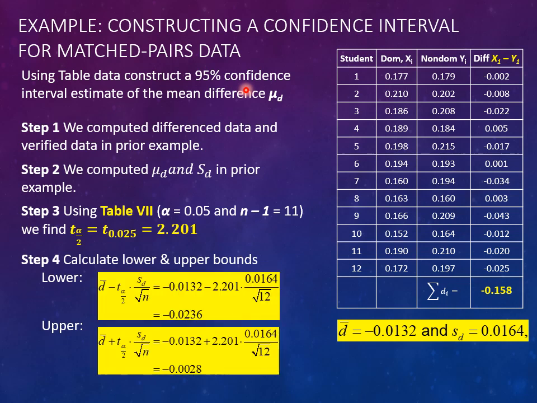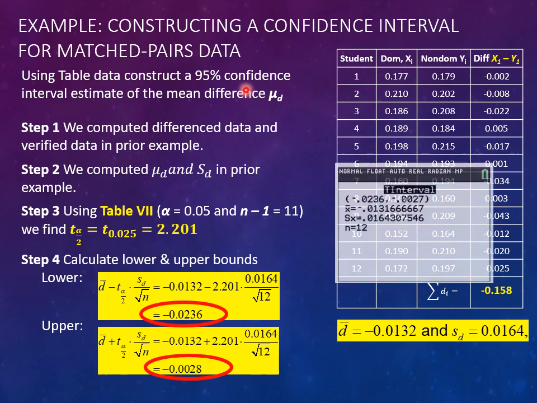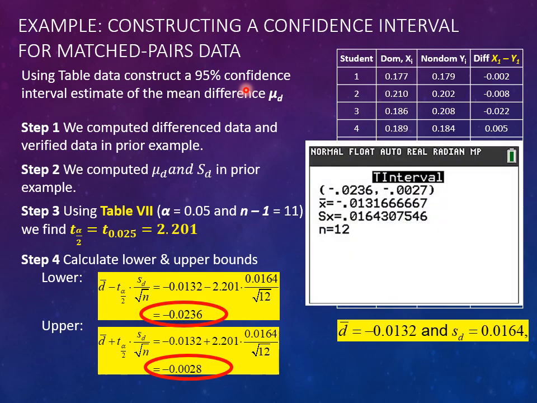Using this, we can now calculate our upper and lower bounds. As you can see here, we get negative 0.0236 and negative 0.0028. You can also do this with technology, of course, StatCrunch, or this example here is using the TI-84 calculator, and you can see that we get the same values for our d-bar, our standard deviation, and roughly the same for our upper and lower bounds.